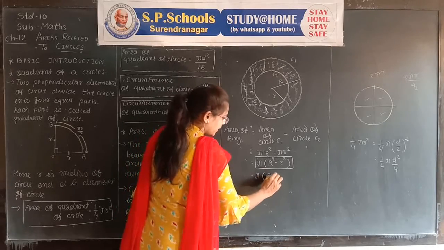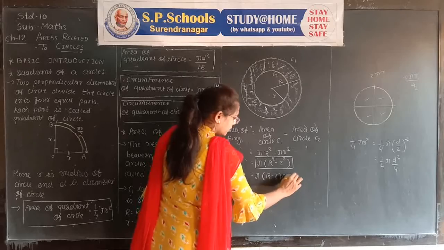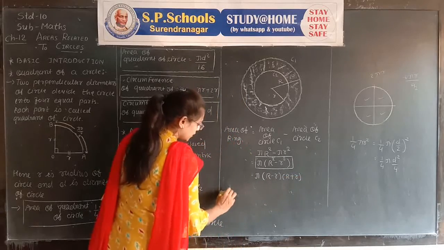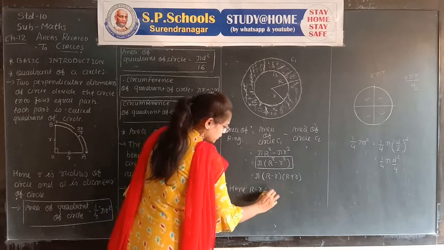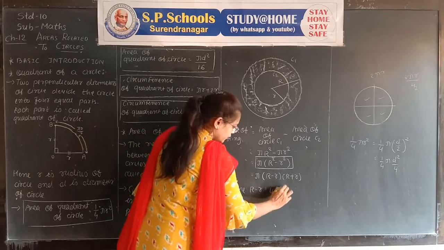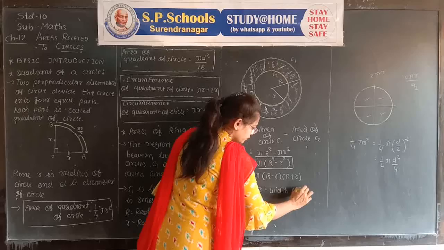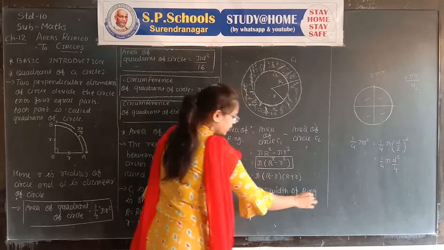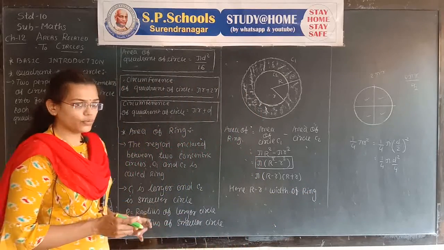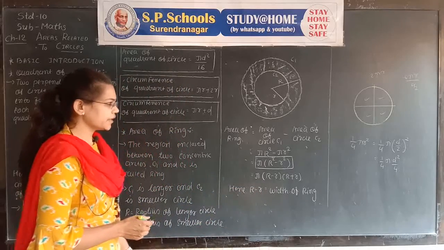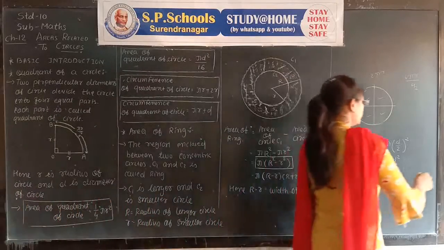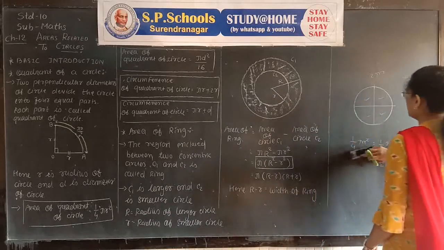Factorize: R minus r and R plus r. Here R minus r is equal to the width of the ring. Keep in mind, to obtain the width of the ring, subtract the smaller radius from the larger radius. It is the formula to find the area of a ring.